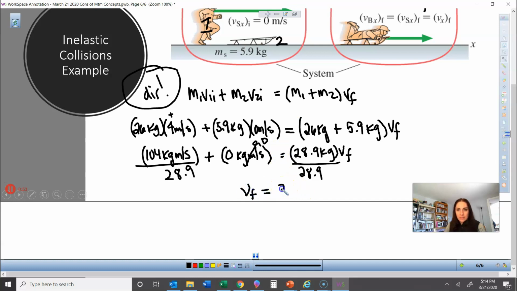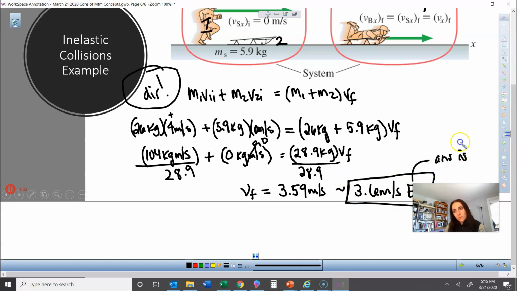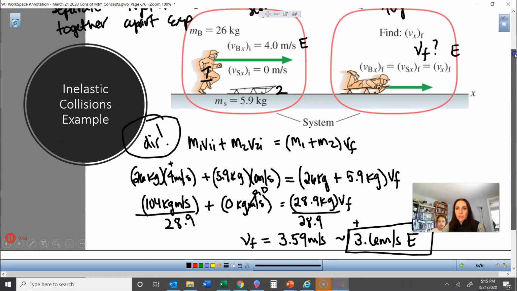The answer is positive 3.59 meters per second. I mean, you could round this to about 3.6 meters per second, and it's going east because the answer is positive. So in other words, it tells us the direction too, which is good. And hopefully this makes sense. If you start off moving in this direction, and you jump onto the sled, just like this, you're going to continue moving east like that.